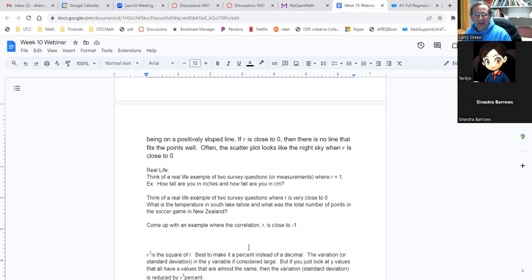Okay. Now, how about an example where R is close to -1? Can you think of an example where R is close to -1?